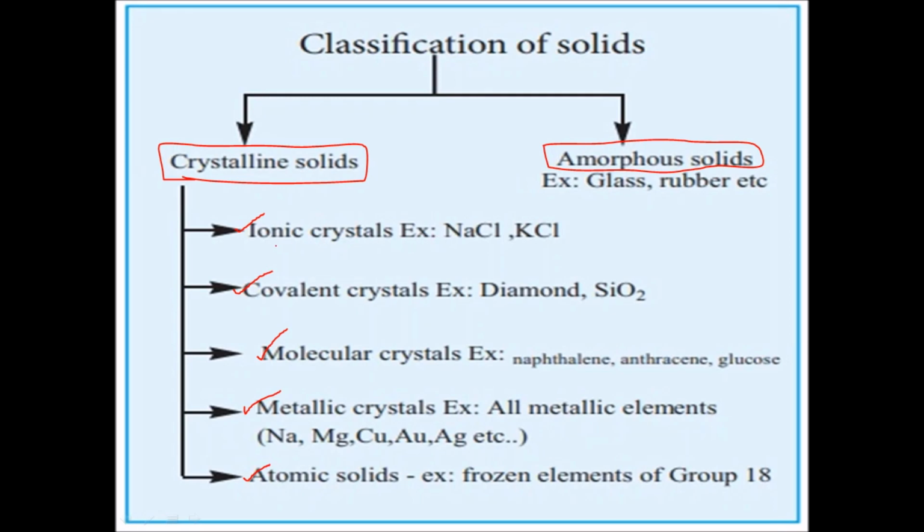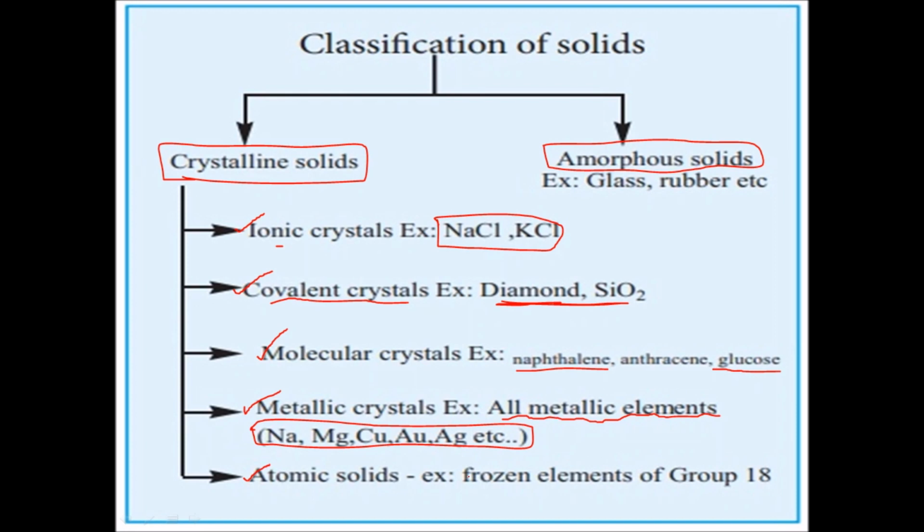For example, the sodium chloride salt that you take every day is an example of an ionic crystal. Diamond and silica, SiO2, are examples of covalent crystals. In molecular crystals, examples are anthracene, naphthalene, glucose, etc. Metallic crystals: all the metallic elements, for example sodium, magnesium, gold, silver, form metallic crystals. And in atomic solids, the frozen elements of group 18 form atomic solids, like helium, neon, argon, krypton and xenon, all the inert gases.